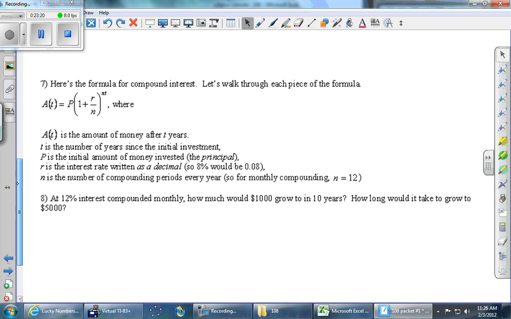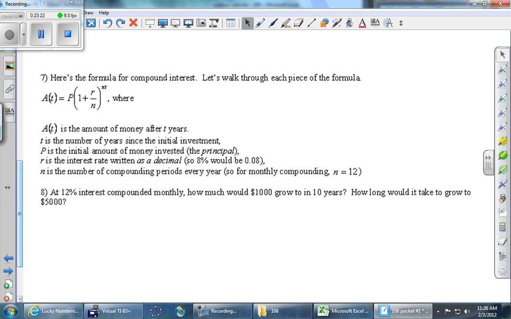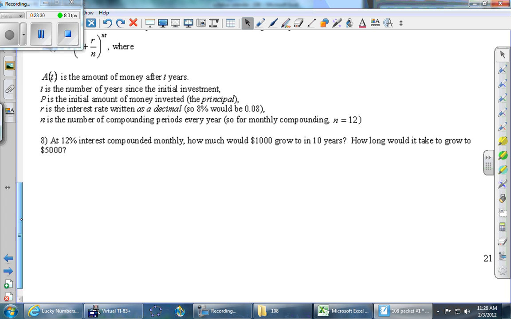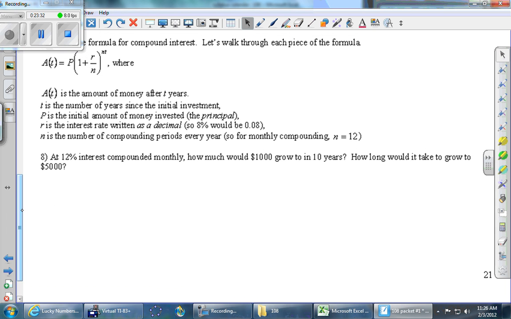Okay, number 7 is a formula that I think we have seen before. We're just going to use it. We're not going to read all the symbols and what they mean. I think we've seen it before. So we're going to jump down to 8 for Chris. At 12% interest compounded monthly, how much would $1,000 grow in 10 years? How long would it take to grow to $5,000?